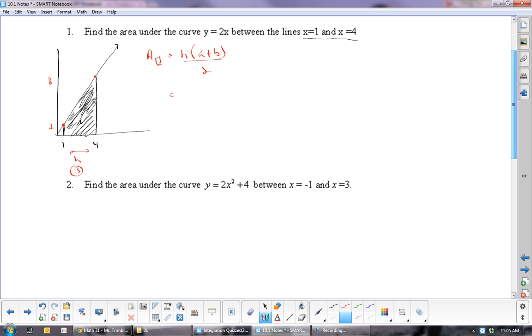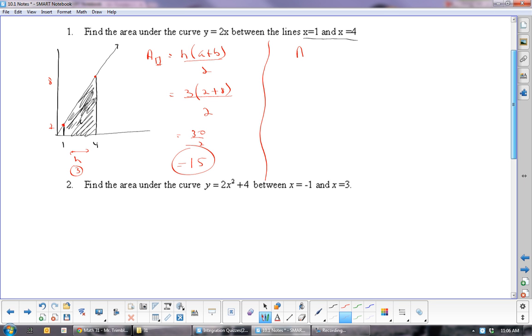So h is 3, a doesn't matter, a and b can't really mix up. We'll go 2 plus 8 all over 2. So 2 plus 8 is 10. 10 times 3 is 30 over 2, which is 15. The area of that is 15. Okay? So that's totally doing it junior high, right? In fact, you probably do that in like grade 6 even. But I'm going to show you how to do it using your new antiderivative way. Okay?